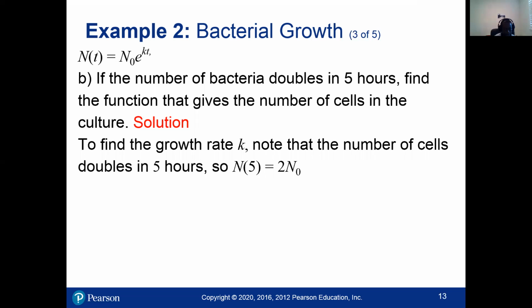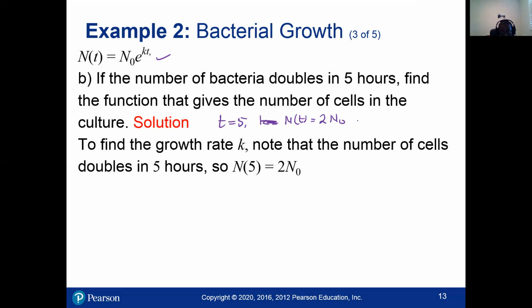Okay, B. Now we have the function, but we don't know k, so we need to determine what k is. It says that if the number of bacteria doubles in 5 hours, find the function that gives the number of cells in the culture. In 5 hours, it means that when t is equal to 5, we want to know what k is. If t is equal to 5, then N of t is equal to 2 times the initial amount.